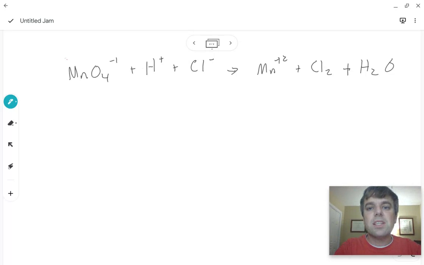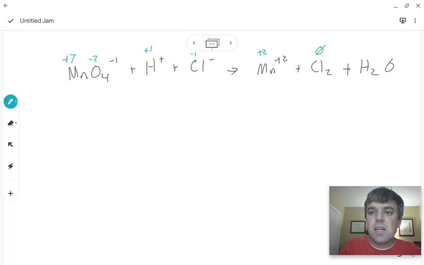So first, we need to assign oxidation numbers. So we've got some easy ones. Chlorine, it's an element that's just chlorine, it's a 0. Manganese has a plus 2 charge, so it's a plus 2. The chlorine with a negative 1 charge is minus 1. Hydrogen with a plus 1 charge is plus 1. Oxygen's usually negative 2. We have 4 oxygens at negative 2, so manganese must be a plus 7 so that it equals -1. And then over on the product side, in the water, hydrogen is a +1 and oxygen's a -2.